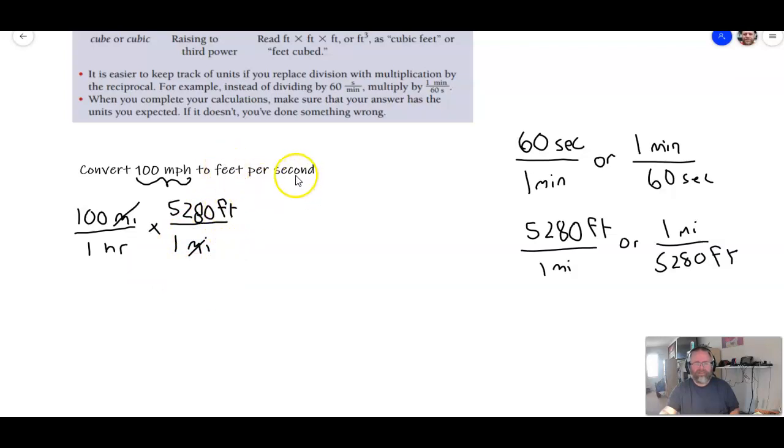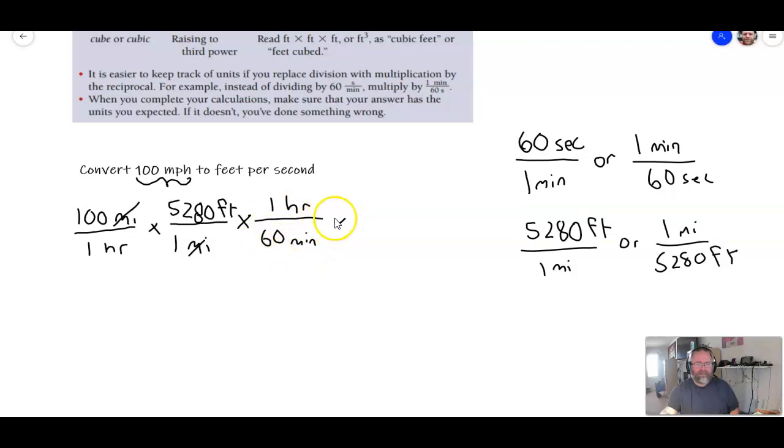So now I just have to convert the hours to seconds. Now, if you know how many seconds are in an hour, you can do a conversion right from there, but I'm going to do it a little bit different. I'm going to do multiple conversions to get there. So remember, I know that there's 60 minutes in 1 hour, and I want to work my way down to seconds, so minutes would be the right direction. Now remember, I want to cancel this hour on the bottom, so I need the hour up here. So I know 1 hour is equal to 60 minutes.